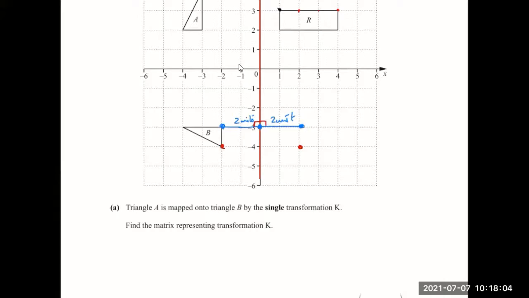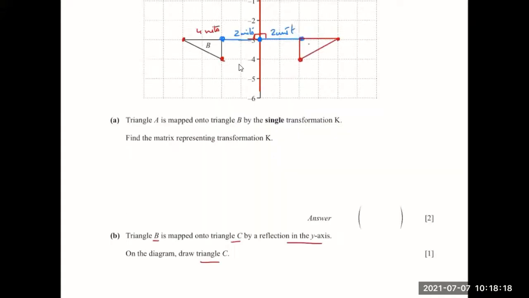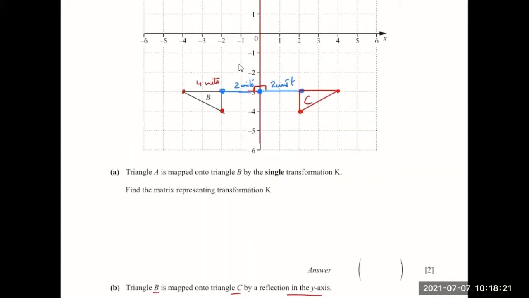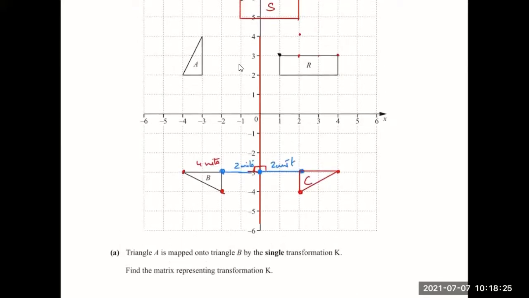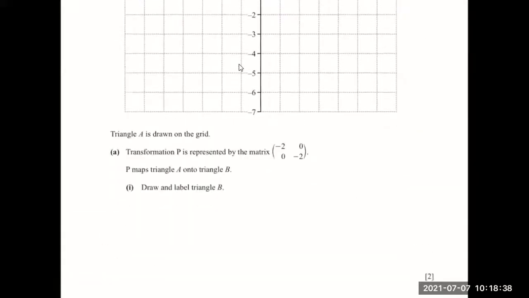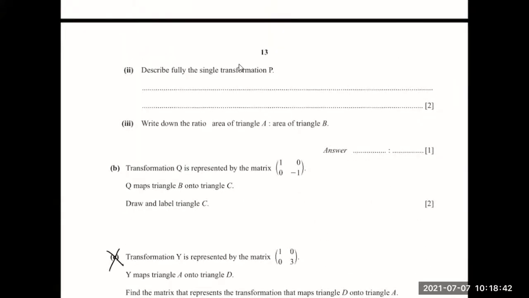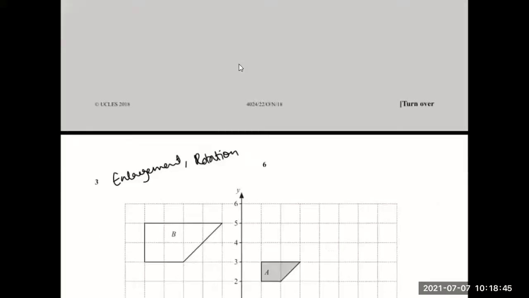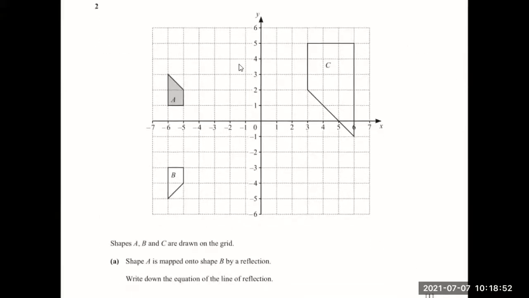And then this point comes up here because it's 4 units away. So you see the object has flipped over. It's triangle C. Triangle C has flipped over. Does everybody understand that? Okay, let me show you another one. I think I have very few on reflection. Okay, now this one.